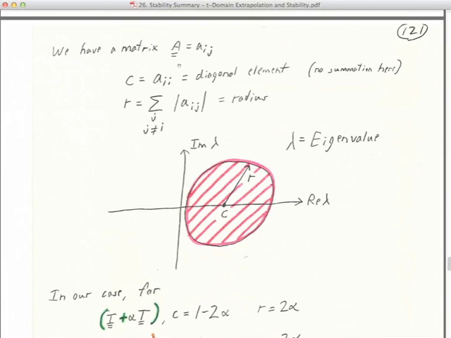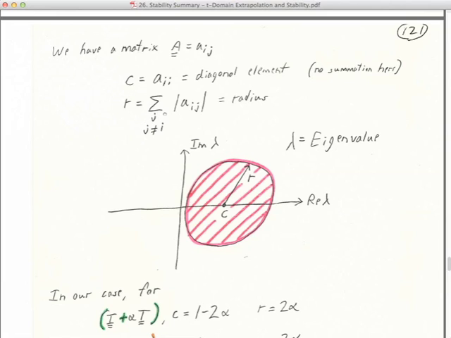So we have some matrix A, and an element of that matrix is A at row I, column J. A at II is a diagonal element. You may be looking at other classes where the repeated index would imply a summation. That's not true here, probably nowhere in this class. A sub II, that's the diagonal element, that's the center.